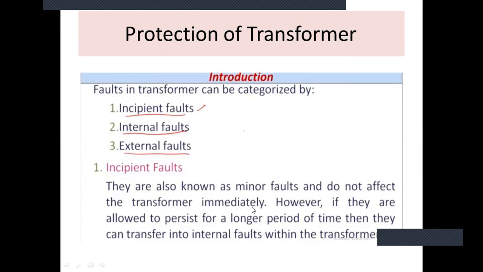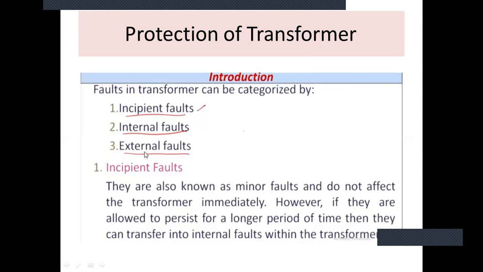The second type of fault is known as the internal fault, also called electrical faults. These types of faults occur in the winding and the core of the transformer. And the third type of fault is known as the external fault. This type of fault occurs outside the transformer, and these faults are not a part of the transformer itself. So these three are the faults.